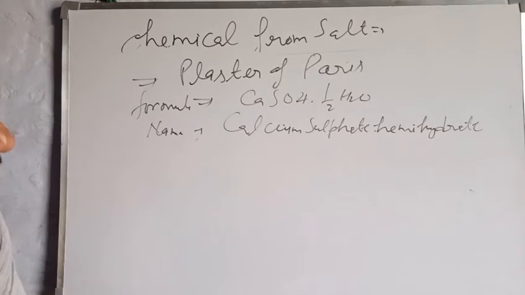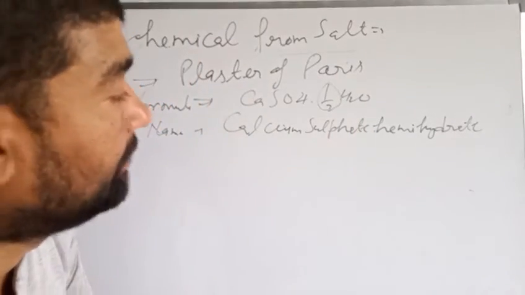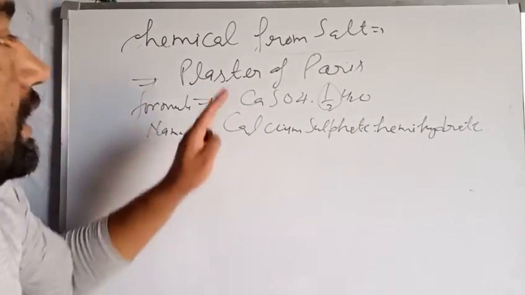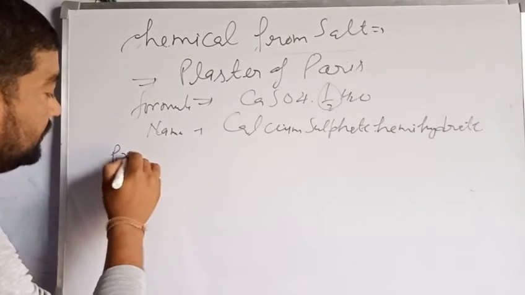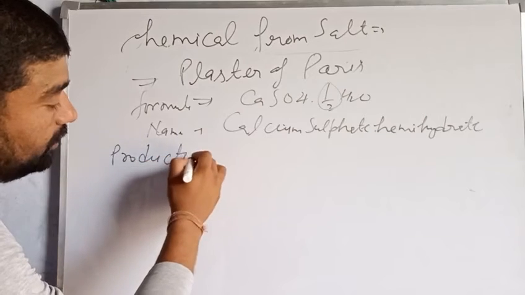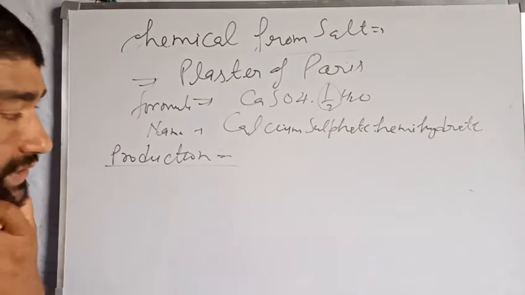So hemi means half. We can say for that half we use the hemihydrate. Fine. Now let's talk about the method of preparation. How will we use that? How will we obtain that? We produce this with the help of gypsum.